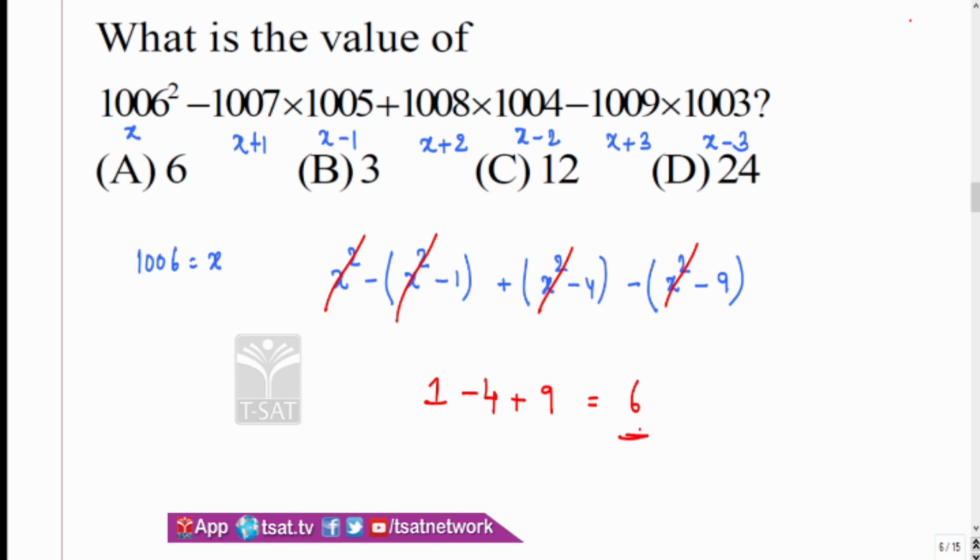So if you know the application of the formula, within seconds you can do the problem. But if you go for calculation, it will take more than 3 to 5 minutes.